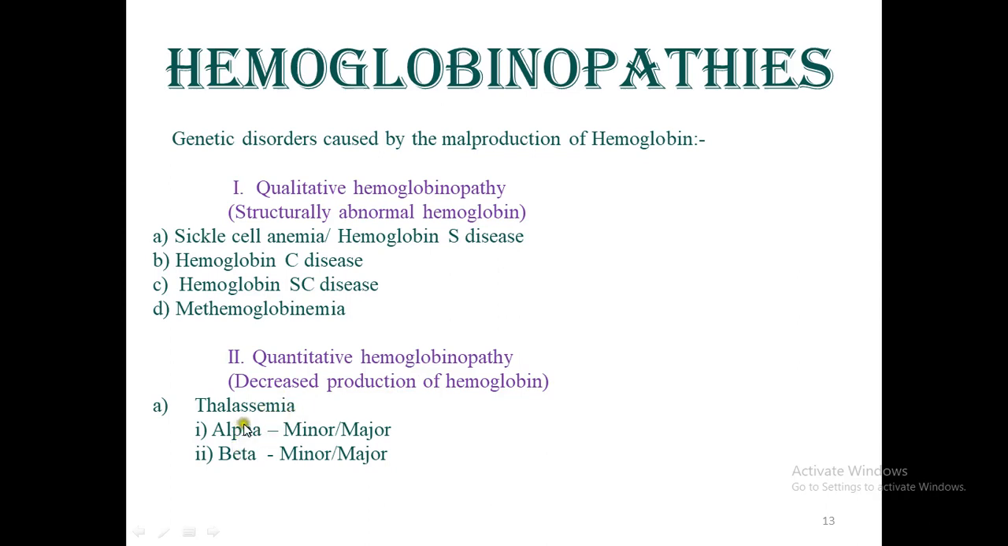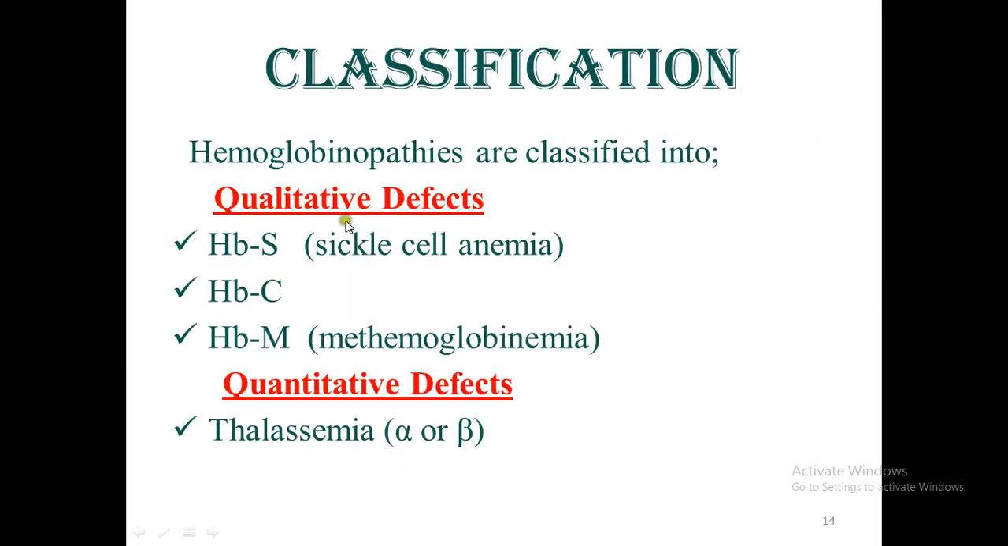In alpha thalassemia, inadequate alpha chains are being synthesized. In beta thalassemia, inadequate beta chains are being synthesized. Both are then further subdivided into thalassemia minor and thalassemia major. Thalassemia minor is also called the thalassemia trait. And in thalassemia major, there are full-blown signs and symptoms in the patient. So this is therefore the classification of hemoglobinopathies, qualitative defects and quantitative defects.